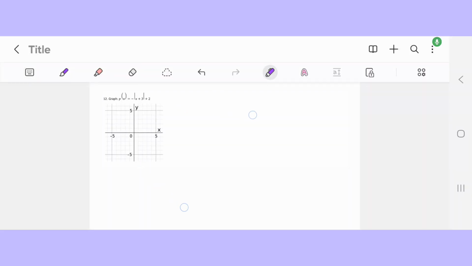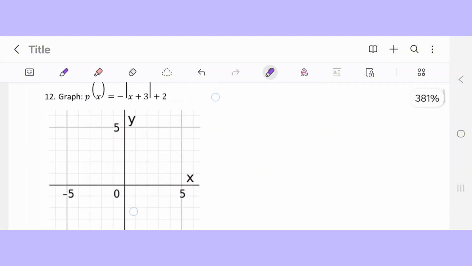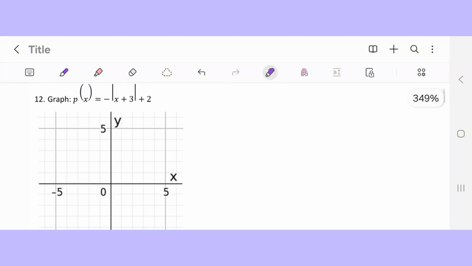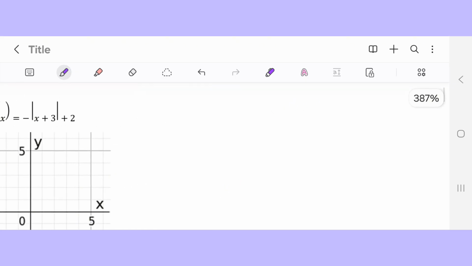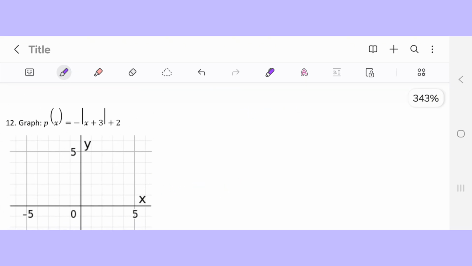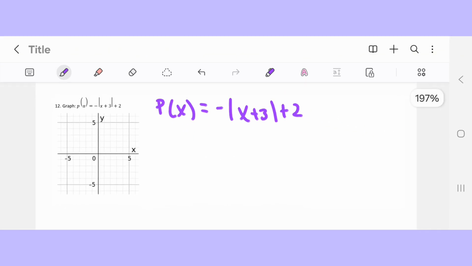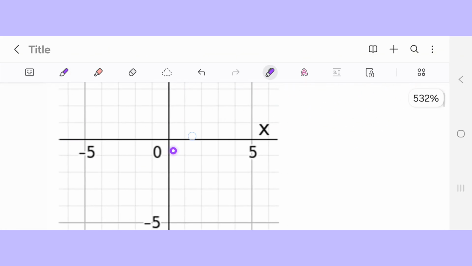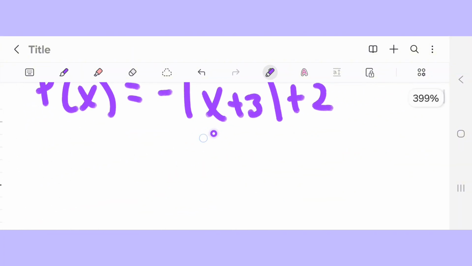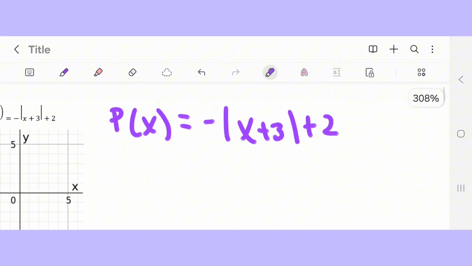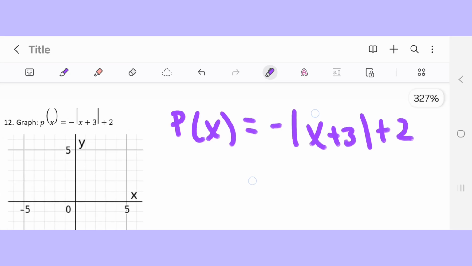So here what we're trying to do is we're literally just trying to plot some points on this graph. And honestly, I would say this is a pretty simple equation to understand. So what we have here is p of x is equal to the negative absolute value of x plus 3, plus 2. So all we really have to do is plug in whatever x values into this x to get out our y value, or our output, if that makes sense.